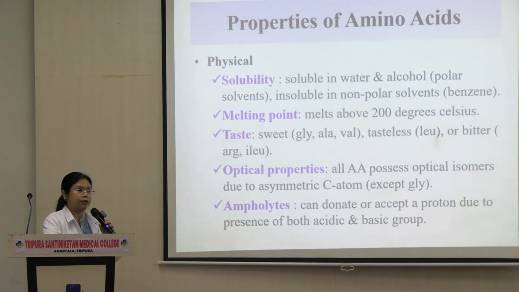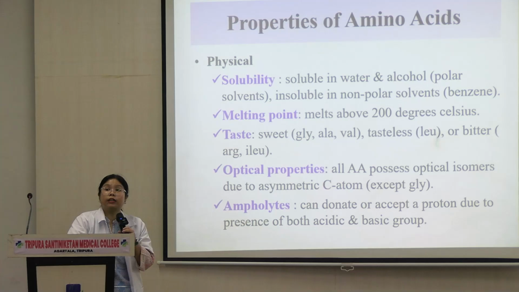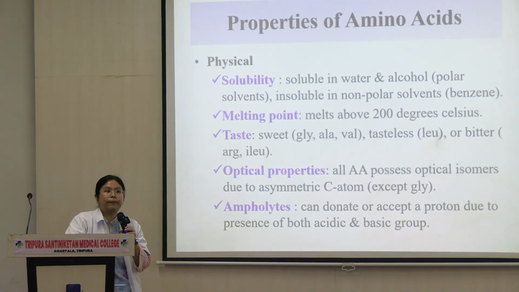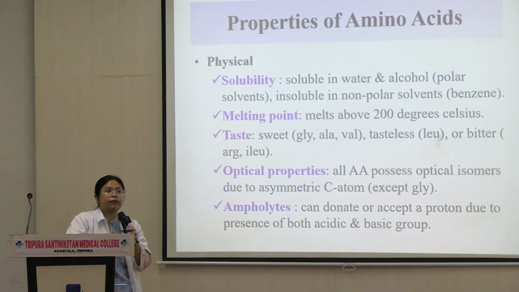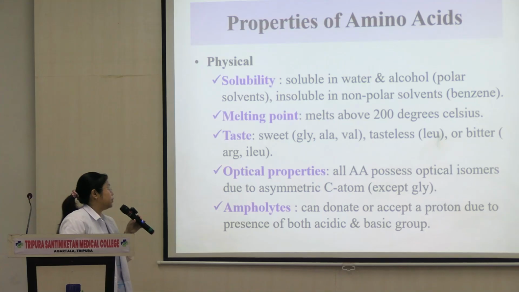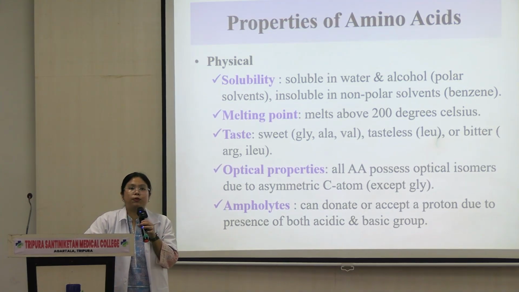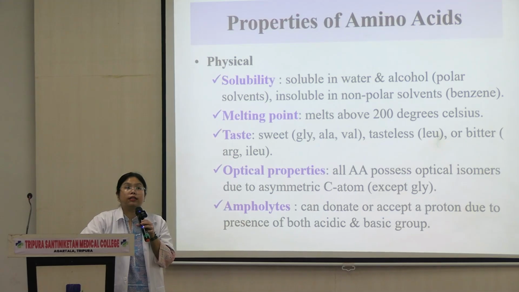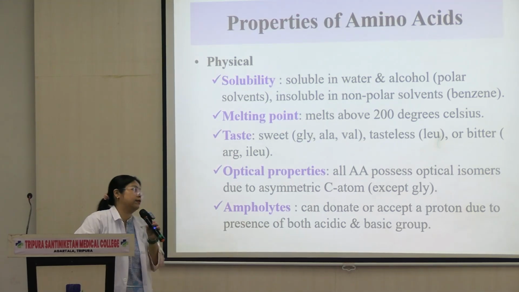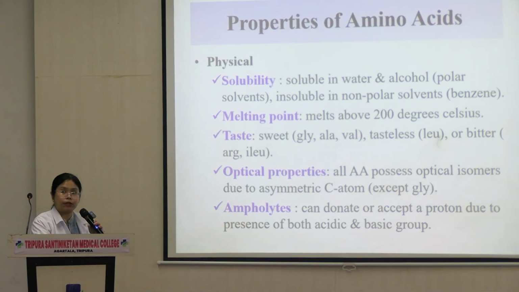The optical isomerism is because of the presence of... anybody? Asymmetric carbon. Okay, very good. And all of the amino acids show optical isomerism except glycine. Very good. Okay, so optical property is done.